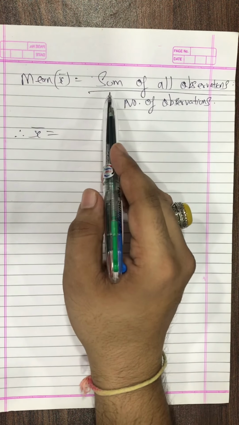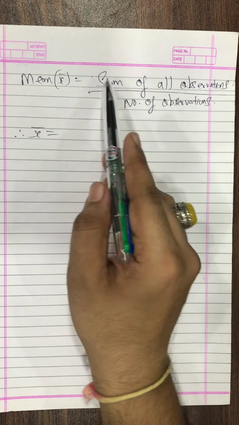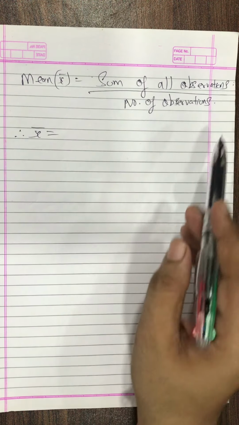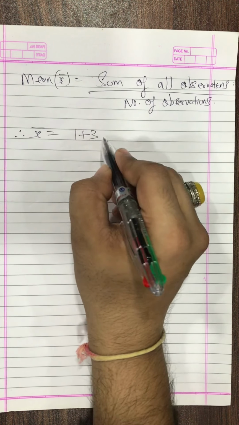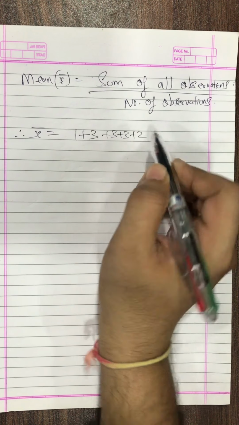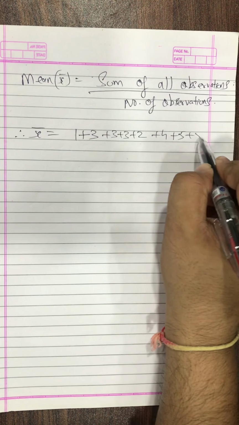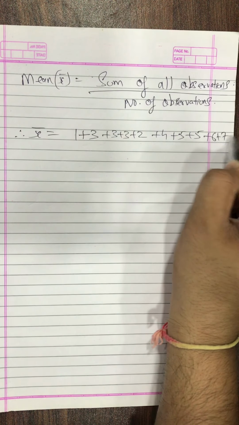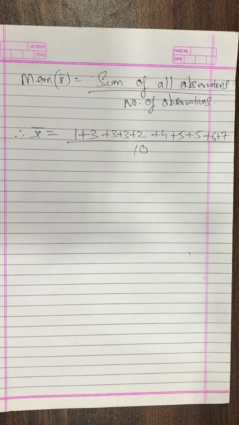No need whether it's ascending or descending, we can take the sequence of the question only. We have to just add the sum of all observations upon the number of observations. So let me write here: 1 plus 3 plus 3 plus 3 plus 2 plus 4 plus 5 plus 5 plus 6 plus 7. There are 10 values, so the number of observations will be 10 at the bottom.